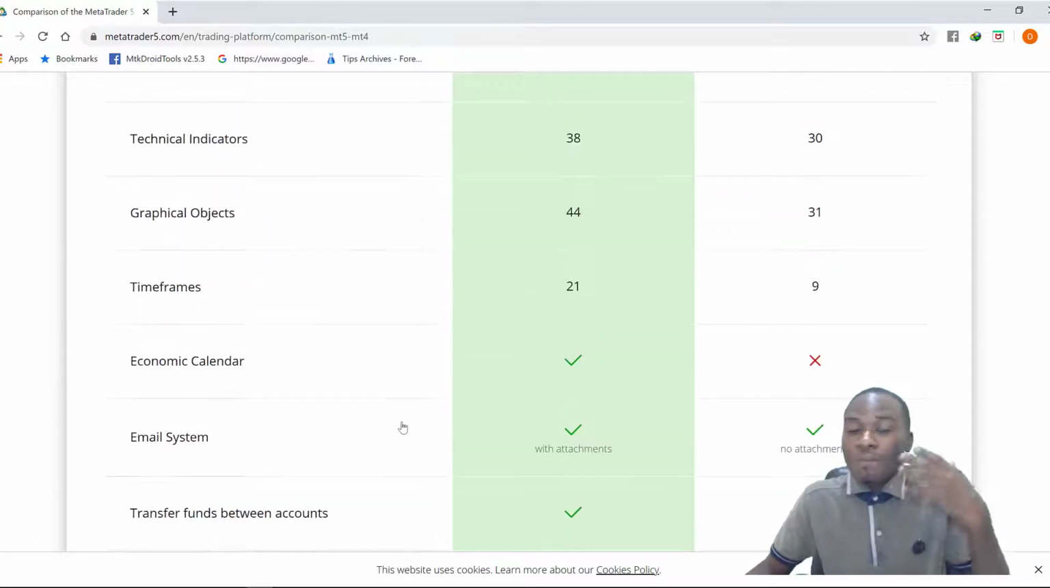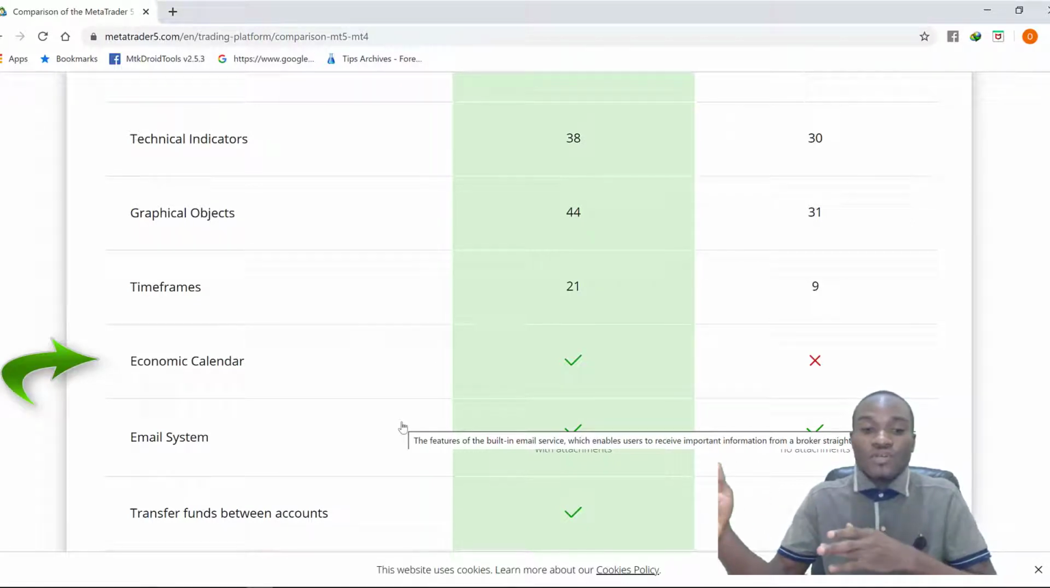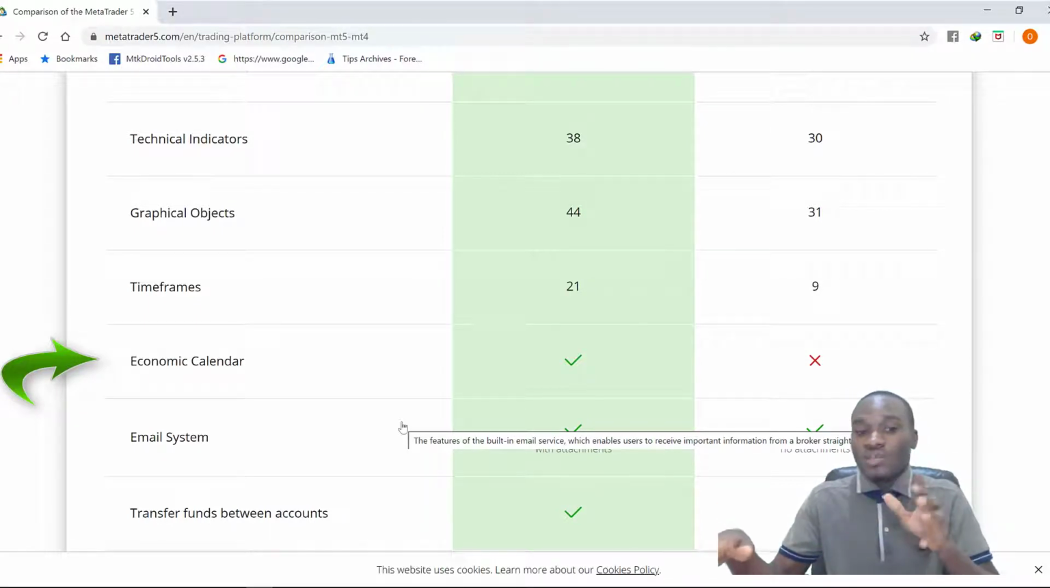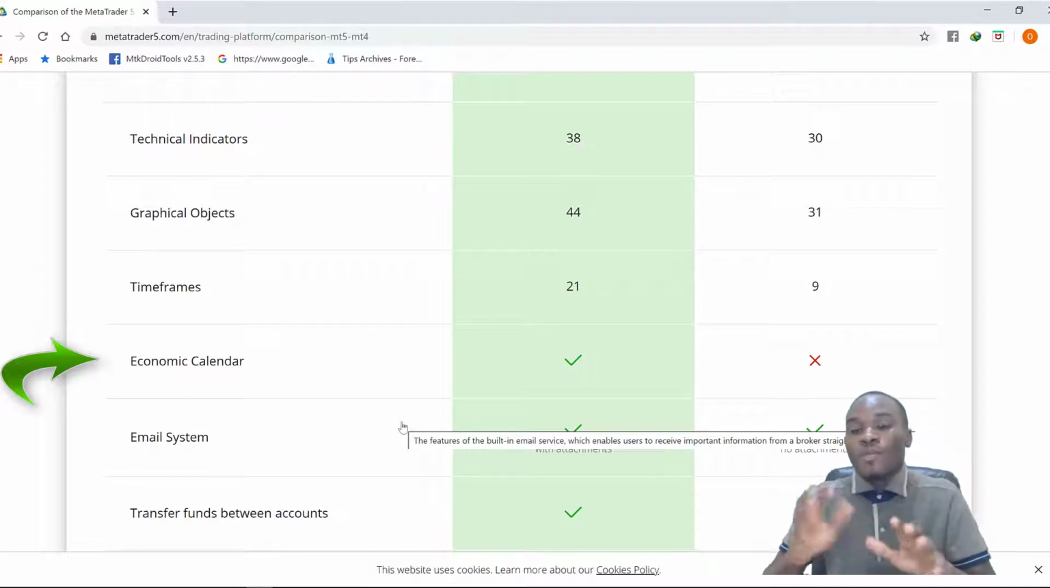Whereas on the Metatrader 5 we have the economic calendar. Unlike the Metatrader 4, we don't have the economic calendar, even though you have some news being shown at the news box right there. But on the Metatrader 5 you have the economic calendar, which is going to show you upcoming fundamental factors that can affect the market.